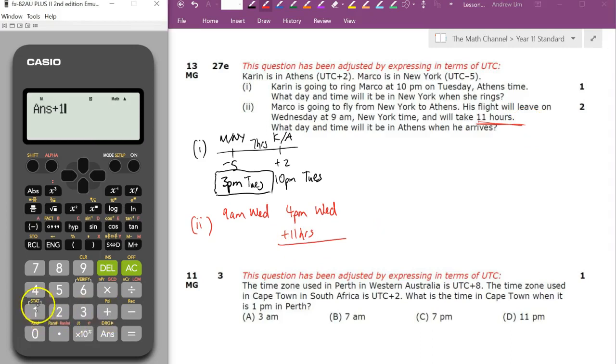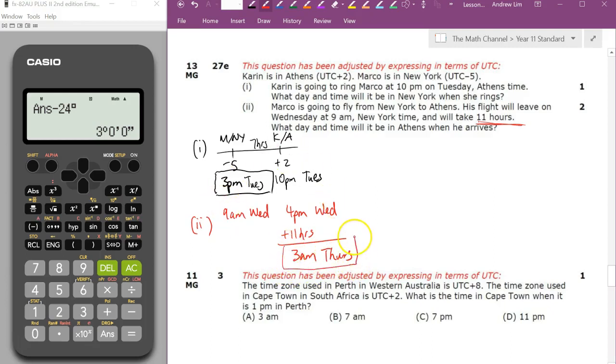So I'm going to add 11 hours. Oh, that's more than 24, so I'm going to minus 24. That's 3 a.m. the next day, Thursday. Right? Because we're going forward 7 hours.